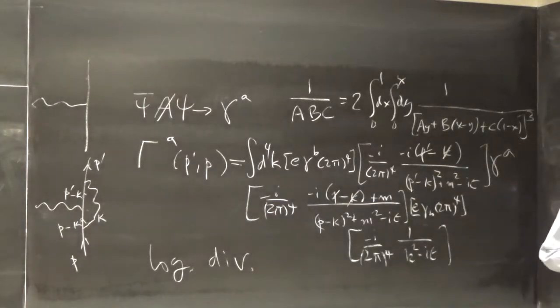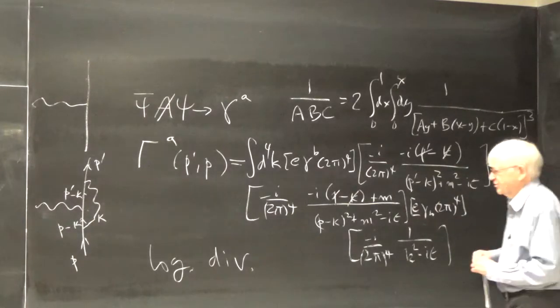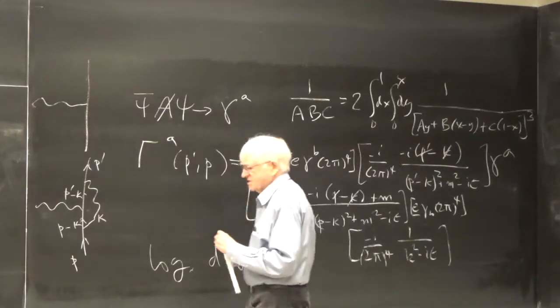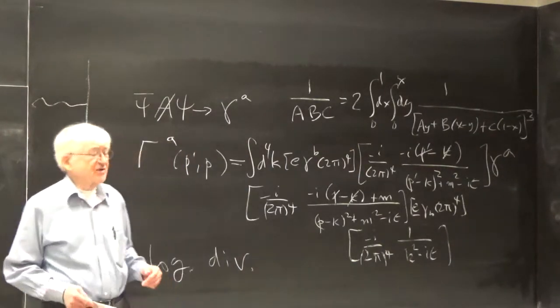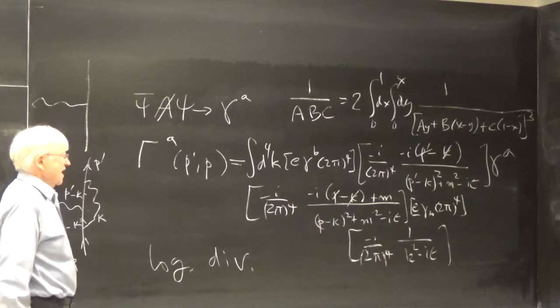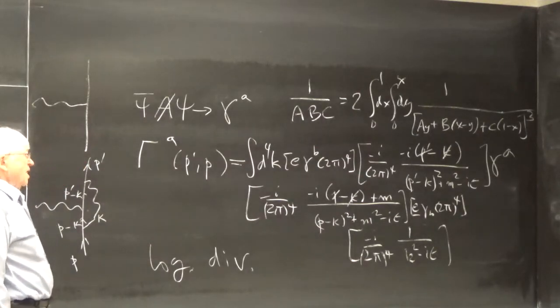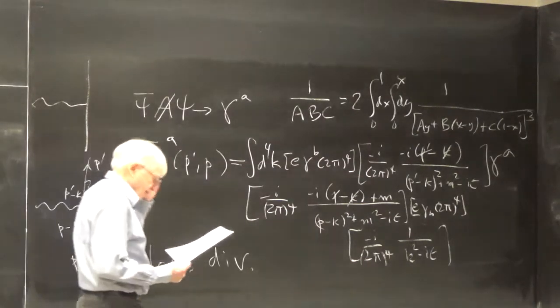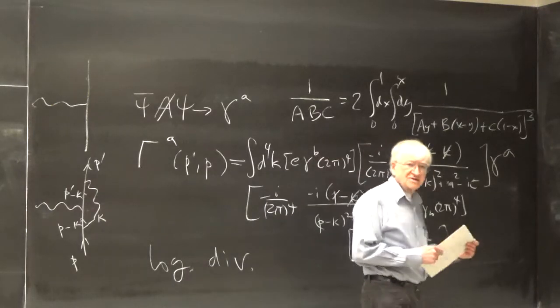How general this sort of subtraction procedure is, I don't know. In particular, in vacuum polarization, you've got a quadratic divergence, and so that's a trickier business. And I'm not quite sure how it works.